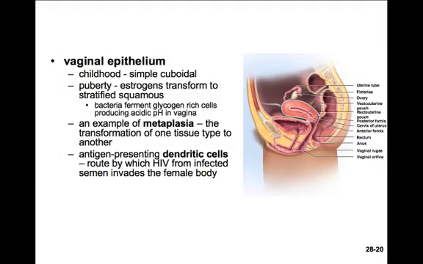We'll also see a good culture of bacteria in the vagina, and they ferment glycogen, which is converted into lactic acid, and that's what accounts for the lower pH or greater acidity in the vaginal environment that protects it from invaders. Also, we'll see that there are antigen-presenting dendritic cells. These are actually the route by which HIV from infected semen could invade the female body.